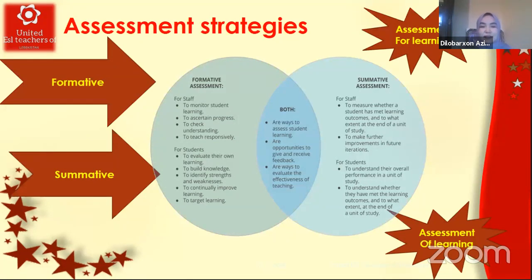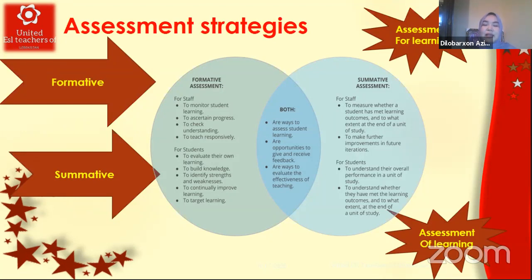And as we know, these assessment types can be applied for teachers and students as well. At the same time, it's very crucial for teachers. So why do we need formative assessment for teachers? Firstly, to monitor our students' learning, if they are learning something from our lessons, and to ascertain their progress, if they are developing with the help of quizzes or crosswords during the lesson, and to check their understanding. When you apply formative assessment, you can see if the students are having lessons comfortably, and if they are understanding the point they are delivering, and to teach responsibly as well.